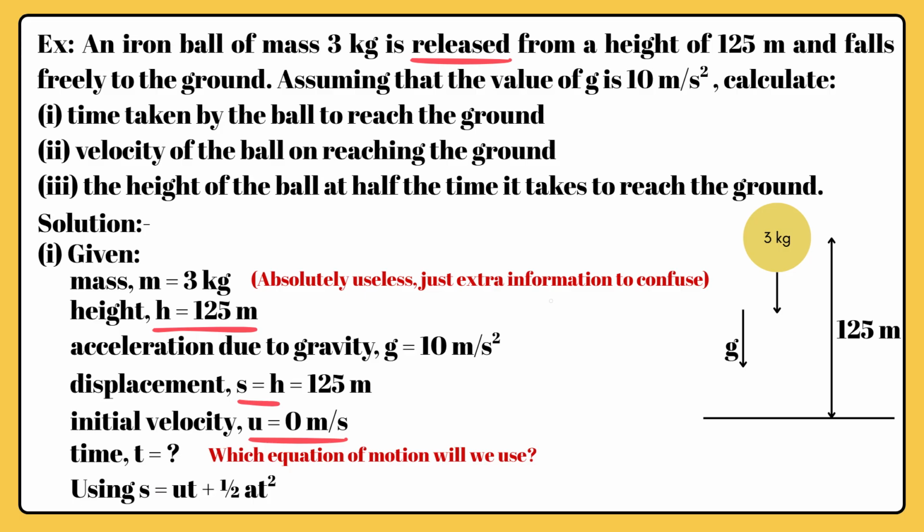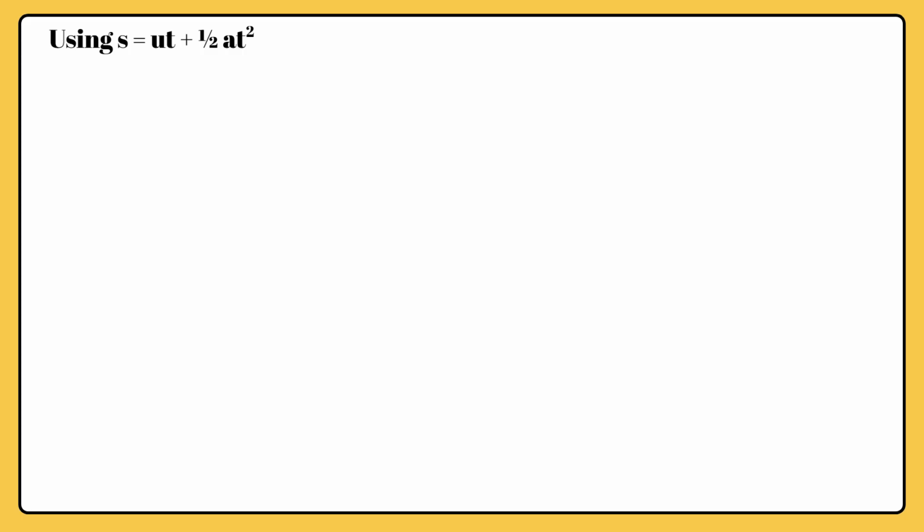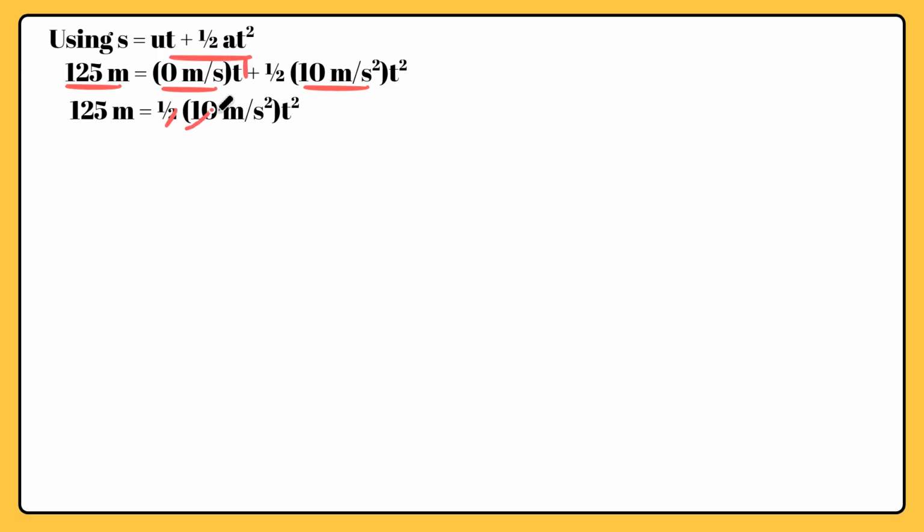Which equation of motion has the relation between displacement, initial velocity, and time? It is S is equal to ut plus half at squared. So we will substitute the values in this. S is 125 meters. U is 0 meters per second. Acceleration is 10 meters per square second. 0 into t is 0, so we have 125 meters is equal to half into 10 meters per square second into t squared. So then we have 10 divided by 2 is 5 meters per square second into t squared is equal to 125 meters.